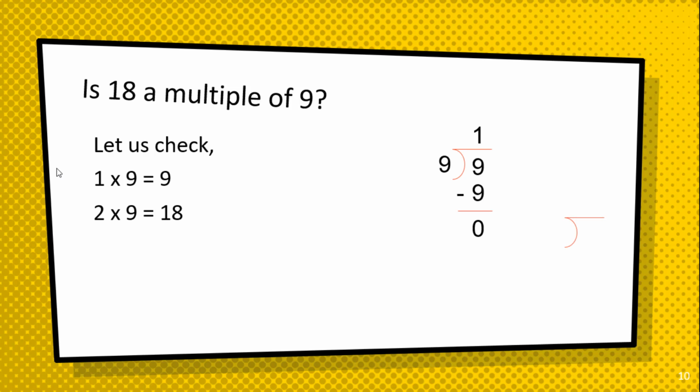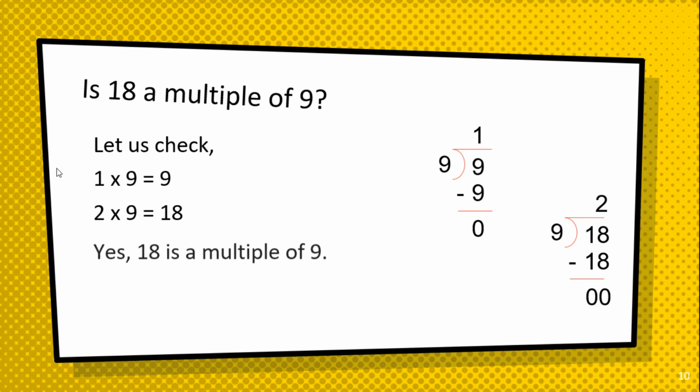Let us look at the second one. Is 18 a multiple of 9? So I put 18 inside and 9 outside. When I divide 18 by 9, I know 9 twos are 18. So 18 minus 18 gives me nothing but 0. That means I have no remainder. So yes, 18 is a multiple of 9. This is how we find out multiples of a given number.